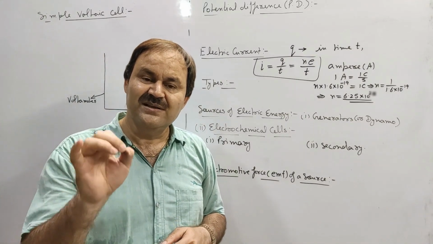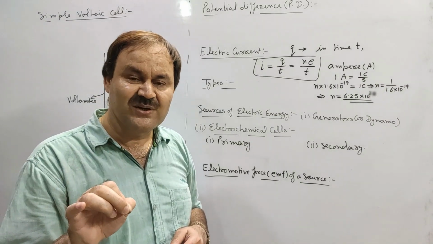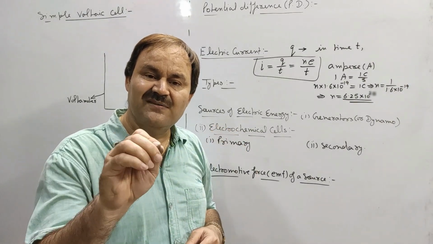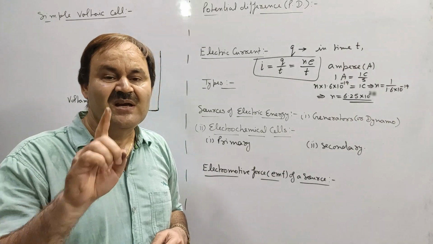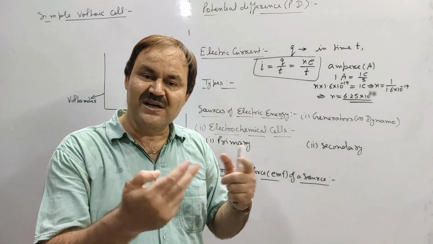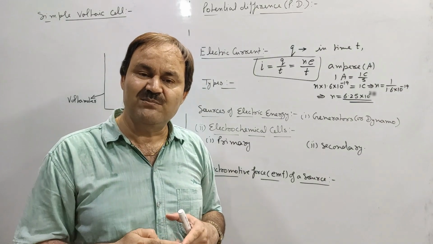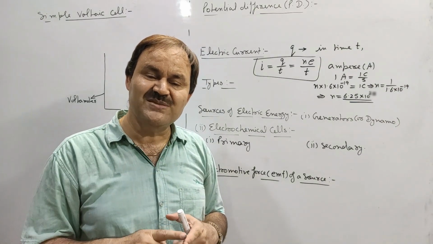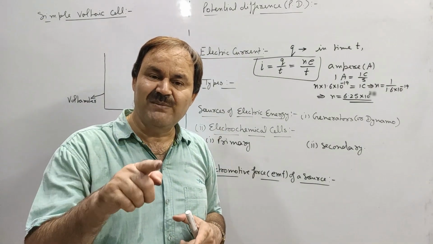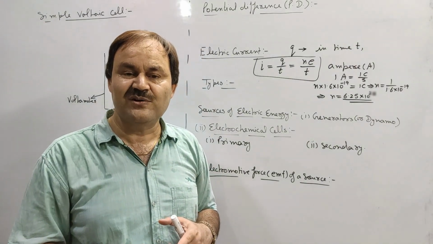So alternating current is the current whose magnitude as well as direction changes with time continuously and repeats itself in magnitude and direction after a fixed interval of time. And the time interval after which the alternating current will repeat itself will be called the time period of alternating current. And the number of times an alternating current repeats itself in 1 second is called the frequency of alternating current.